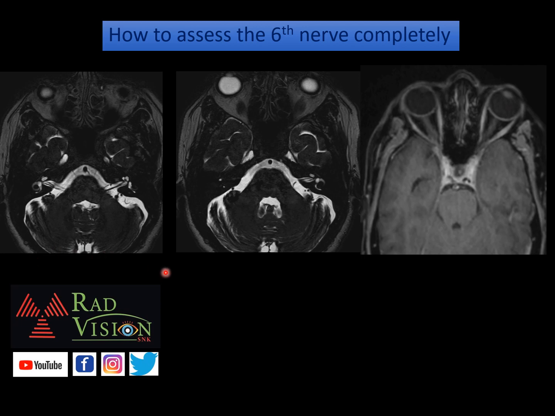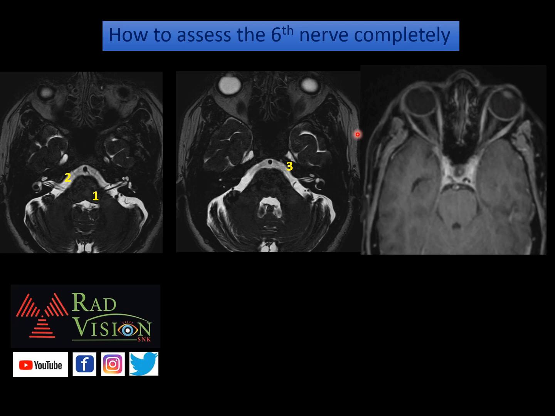So let us review how to assess the 6th nerve completely. First of all, the one is the nucleus region. Assess the nucleus, whether there is any infiltrative lesion within the brainstem. The second one is cisternal segment. Assess the cisternal segment, whether there is any infiltrative lesion in the prepontine cistern. And the third location is near the petrous apex. Assess for any petrous apicitis and any bony pathology, any infection over there which is causing compression.